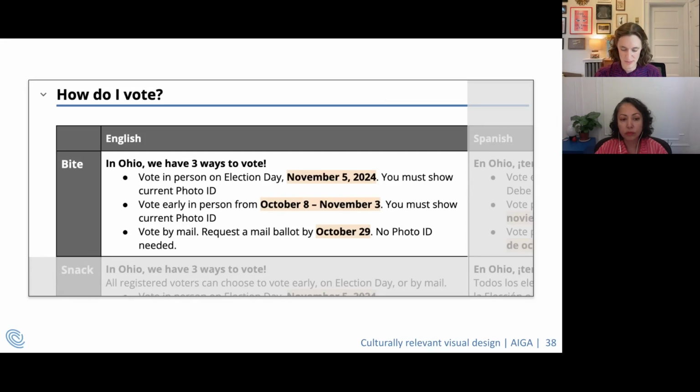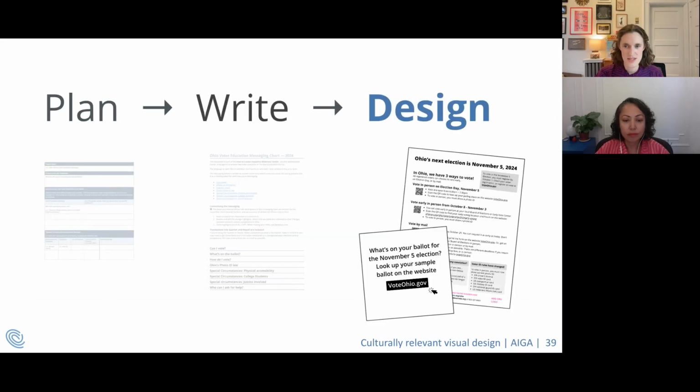And this example that I brought up is paired with that one I was just talking about, the bite-sized amount of information to answer the question, how do I vote? The third step of this process that the toolkit supports is the actual design of those materials. Once you have a plan, you know who you're talking to, you know the scale of information that you're communicating. And the toolkit we built includes starter templates and all of our design recommendations.